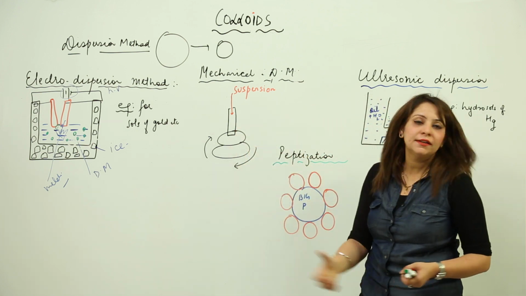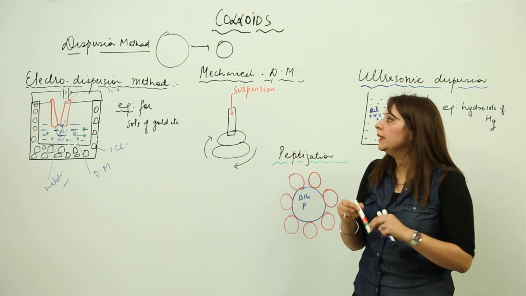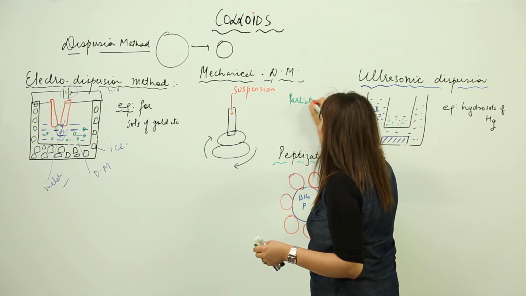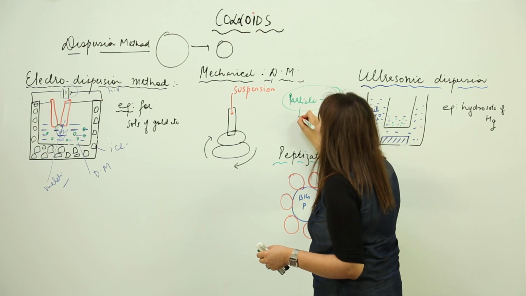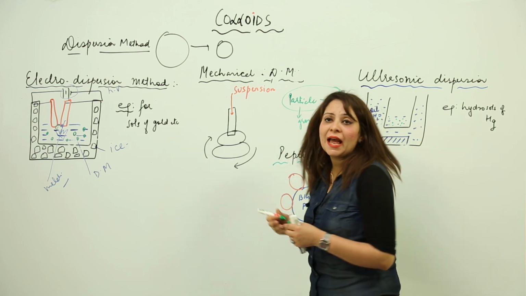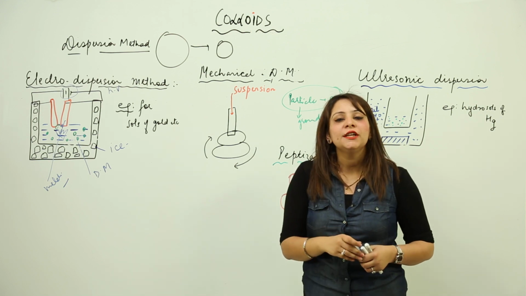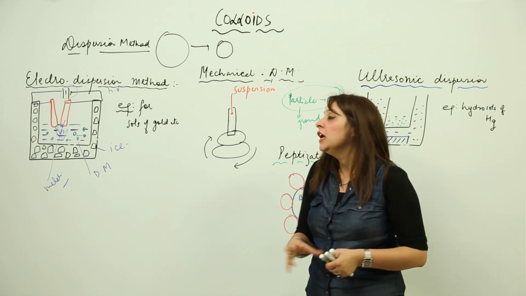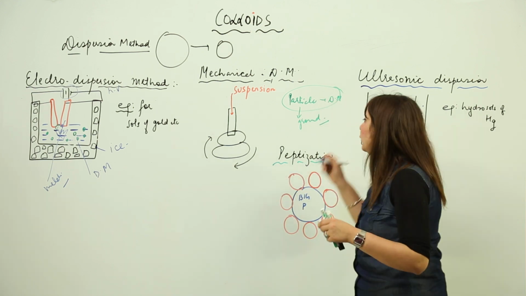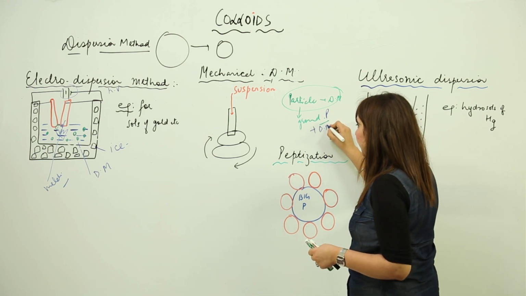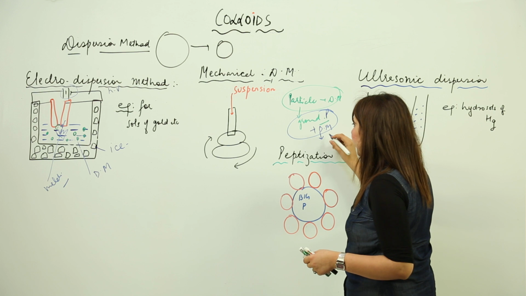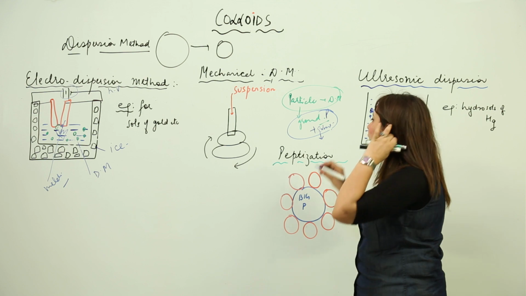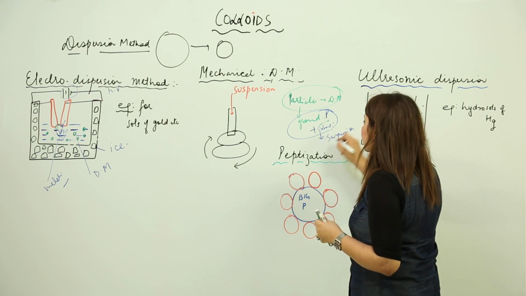Second we have the mechanical dispersion method, right? So what do we do in this case? First, we have the particles which we have to disperse in the dispersion medium. We will first grind these particles as fine as we can. Then these ground particles are dissolved in a dispersion medium, or a solvent, and as we put them in a solvent, we will get a suspension.